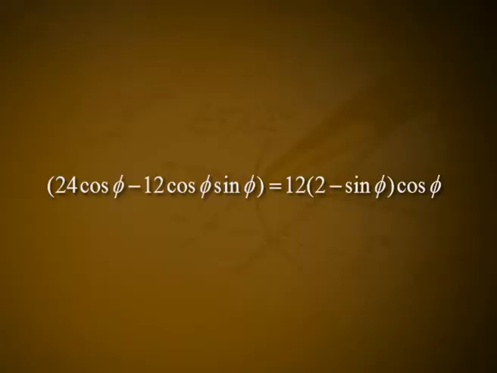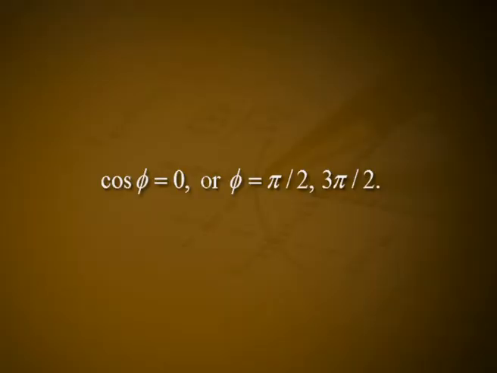We see that K' is equal to 0 only when 24 cos phi − 12 cos phi sin phi, which is equal to 12(2 − sin phi) cos phi, is 0. That is, when cos phi is equal to 0, or phi is equal to pi by 2, 3 pi by 2. Thus, beta has only 2 vertices, which are marked A and B in figure 2.